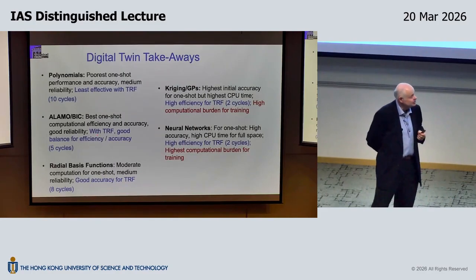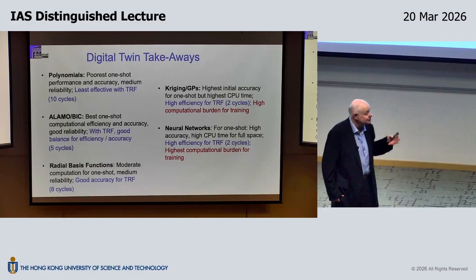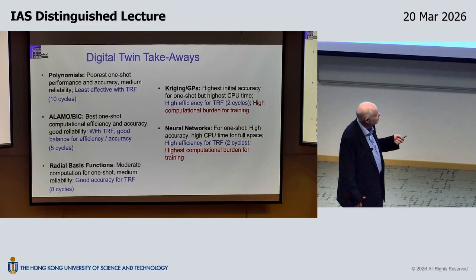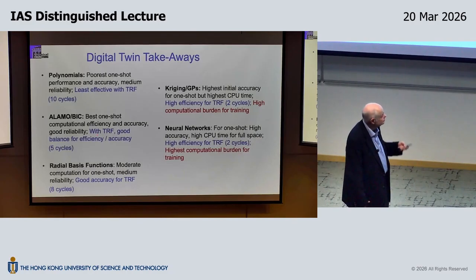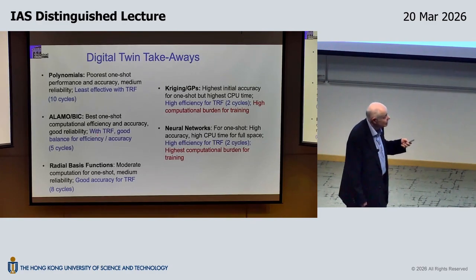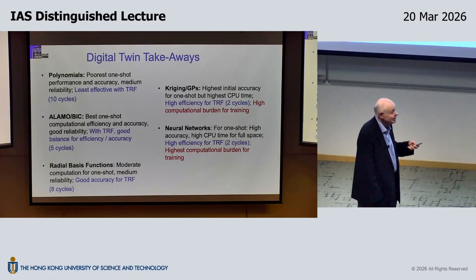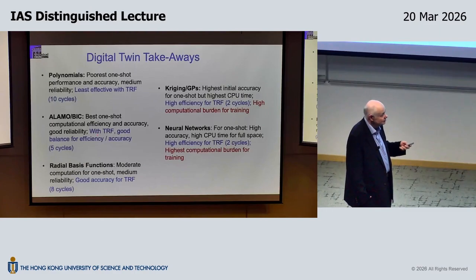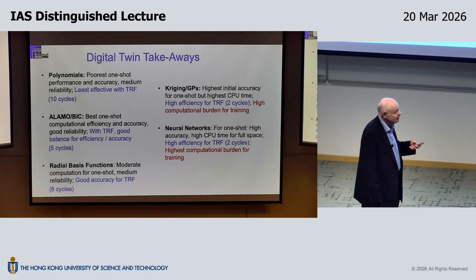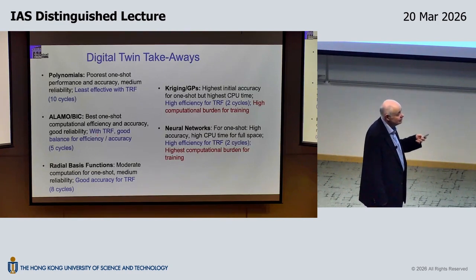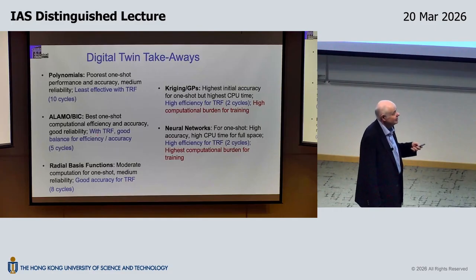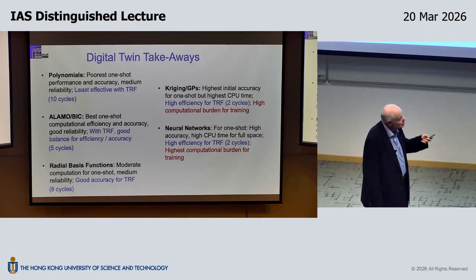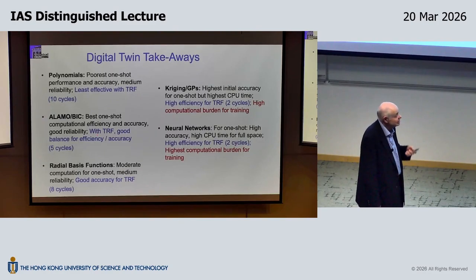So these are the takeaways. They give you the relative advantages of each of these digital twins. Polynomials, not so good. Alamo actually was the fastest training time and good accuracy for the result. Neural nets was very accurate, and one cycle took you to the truth model with the trust region, but this had the highest computational burden by far. You need a lot of data. Compared to this one, we're talking a difference of 3 orders of magnitude in time, okay? And Kriging, not that much different from the neural networks, maybe a little less data.